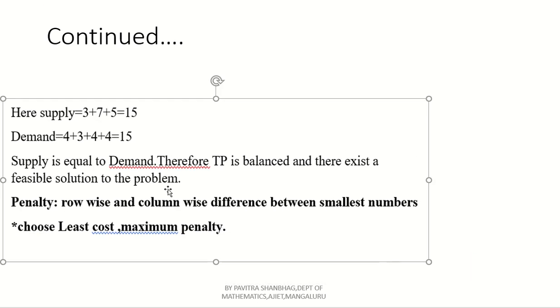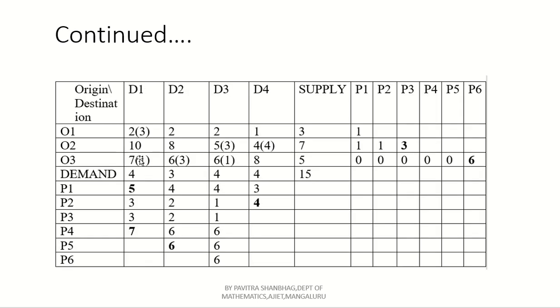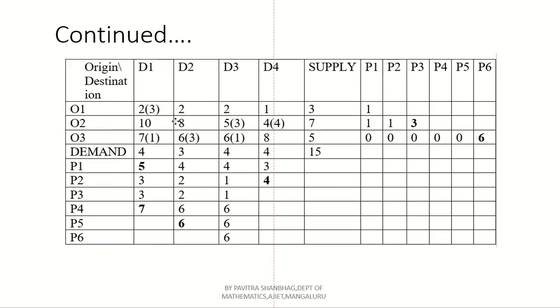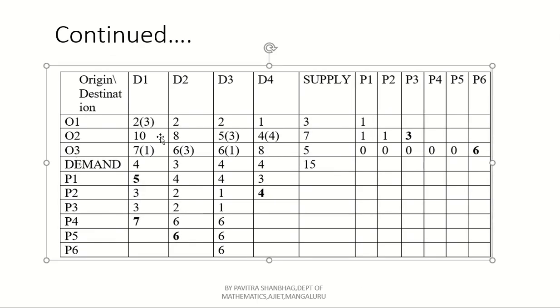Since they have asked us to use the VAM method, we have to compute with the help of penalties. How do we compute the penalty? Take the row-wise and column-wise difference between the smallest numbers, then choose the least cost at the maximum penalty for assigning values. That procedure we have explained in a single table, because this is a revision of VAM. First compute the penalty for every row and every column.